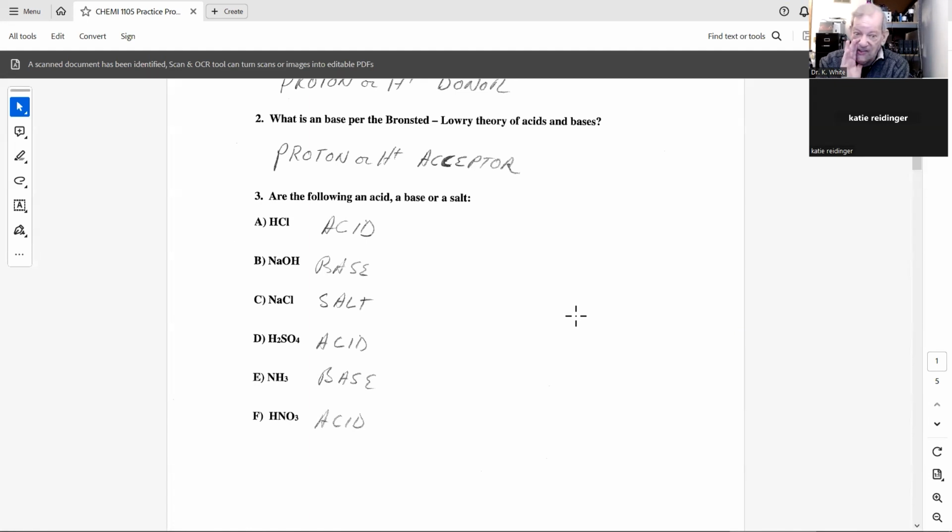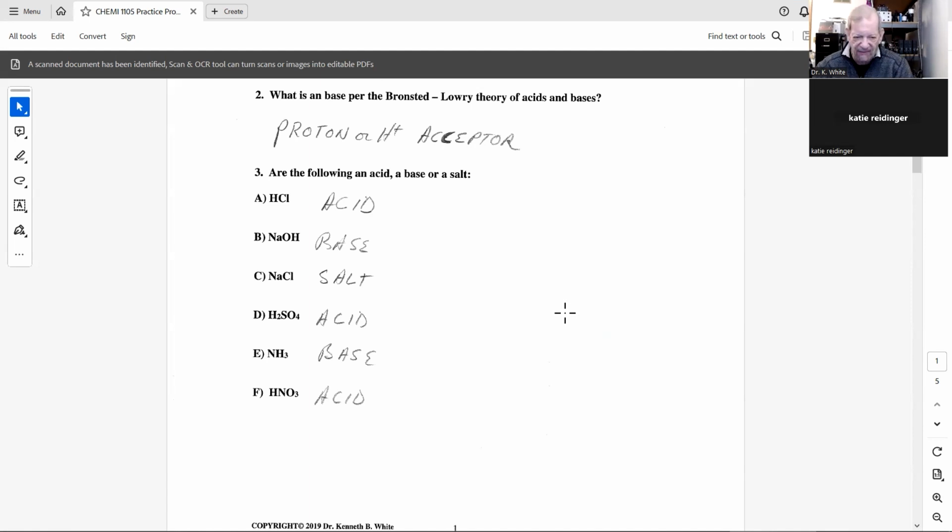I threw in A, sodium chloride, NaCl, a salt, and B, HCl, hydrochloric acid. C, NaOH, sodium hydroxide, is a base, and so on.